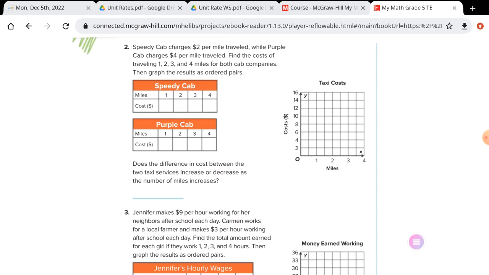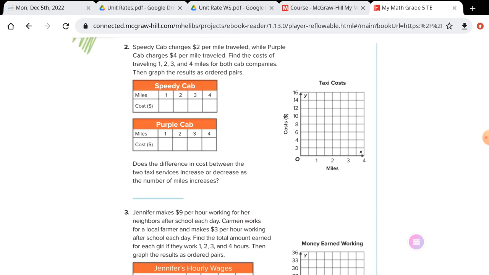Okay, so number 2 says Speedy Cab charges $2 per mile traveled, while Purple Cab charges $4 per mile traveled. Find the cost of traveling 1, 2, 3, and 4 miles for both cab companies, then graph the results. Emma. Okay, so pick up your pencil. We're going to start with pencil. We are going to do Speedy Cab from start to finish, and then we will move on to the other one, instead of flipping back and forth.